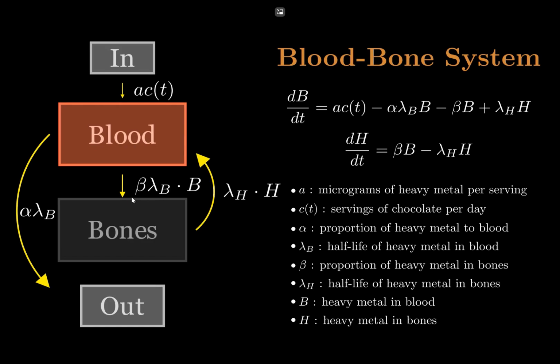From there, a proportion of it is going to the bones, and then from the bones, it slowly leaches back into the blood through the half-life, and from the blood, a different proportion is going out of the system through the half-life of blood.